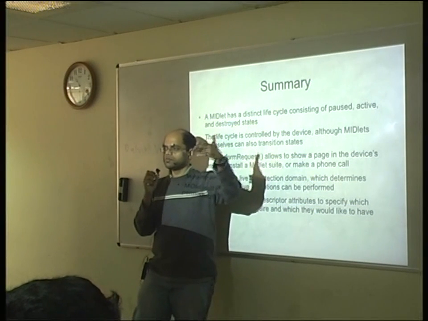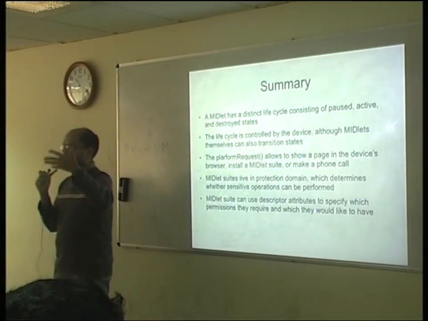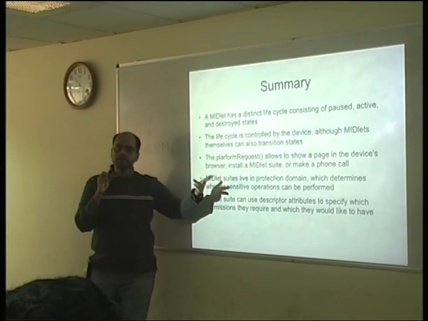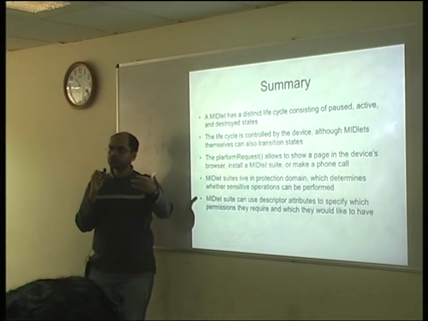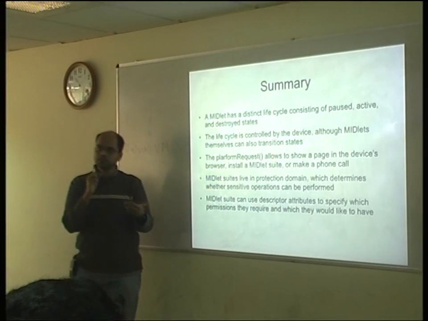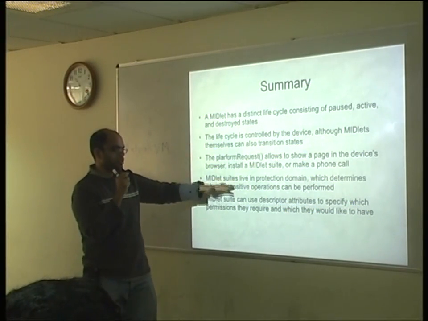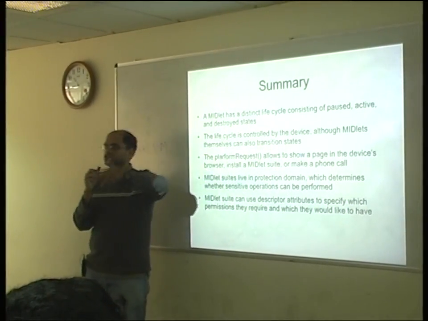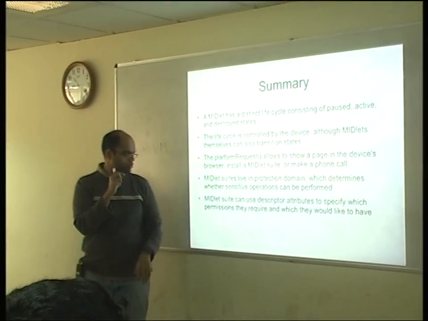There are 3 protection domains. One is the totally untrusted, that's what you write. One is the maker, manufacturer or the operator. And the third one is the signed one. So if you get a certification, you can be in the third one. And everybody has its own limits on what it can do.